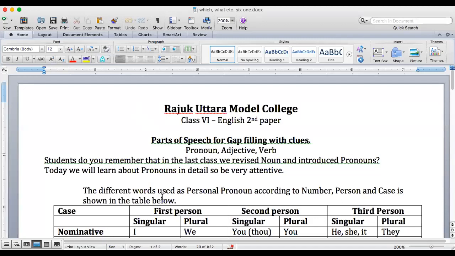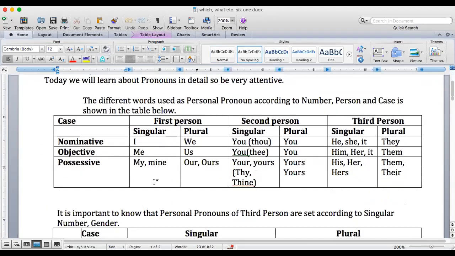The different personal pronouns we learned in the previous class: in the nominative case, there was first person singular, I, me, my, and mine. This was the first person singular, in nominative, objective, and possessive forms, my, mine. And in plural form, we write we, us, our, and ours. So for the first person it is I, and for plural it is we. For me, it is objective, and us for plural. My is our, mine is ours.